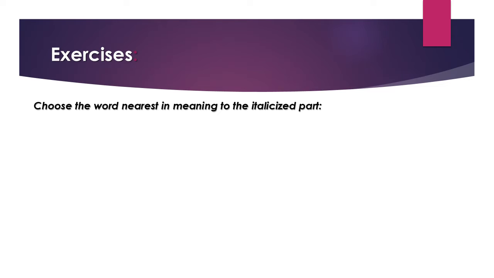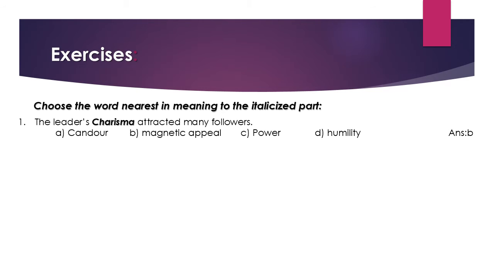So now let us see some of the exercise questions. The question will be like, choose the word nearest in meaning to the italicized part. So you have to choose the appropriate option that is given here, which suits the word in the question. The leader's charisma attracted many followers. So the answer is magnetic appeal.